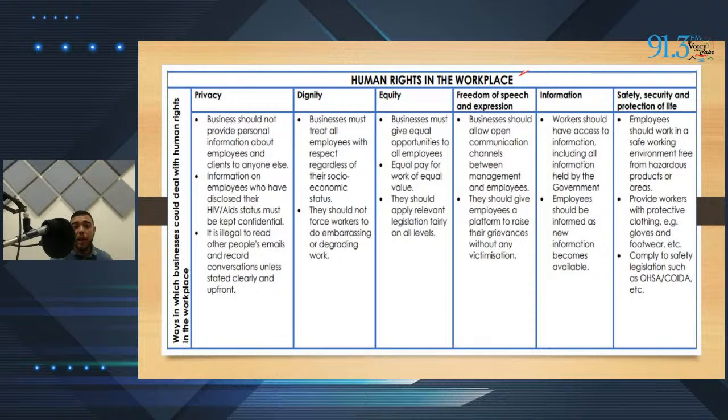Information: workers should have access to information, including information held by the government, and be informed as new information becomes available. Therefore, notices are given around the workplace once information is given to the business. Safety, security, and protection of life: employees should work in a safe work environment free from hazardous products or areas. So now you need to comply with safety legislation such as your OHSA, Occupational Health and Safety Act, or your COIDA, which is your Compensation for Occupational Injuries and Diseases Act. Remember, all of these interlink with each other.